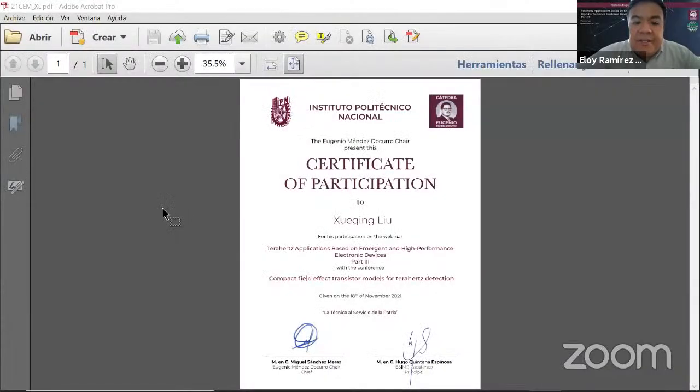Instituto Politécnico Nacional and the Eugenio Méndez Docurro Chair present this certificate of participation to Xueqing Liu for his participation in the webinar Terahertz Applications Based on Emergent and High Performance Electronic Devices, Part 3, with the conference Compact Field Effect Transistor Models for Terahertz Detection. Thank you so much, Liu. Thank you.